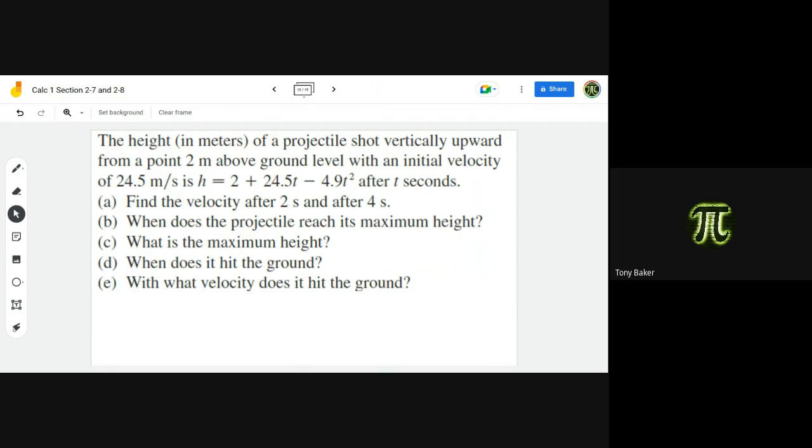Instead of sitting there and doing each one individually, let's find the derivative of this equation first. Then we can just plug in 2 seconds and 4 seconds and other things to find the answers. So find me my derivative using my limit equation of 2 plus 24.5 t minus 4.9 t squared. So we want to find our velocity equation, which is our first derivative.